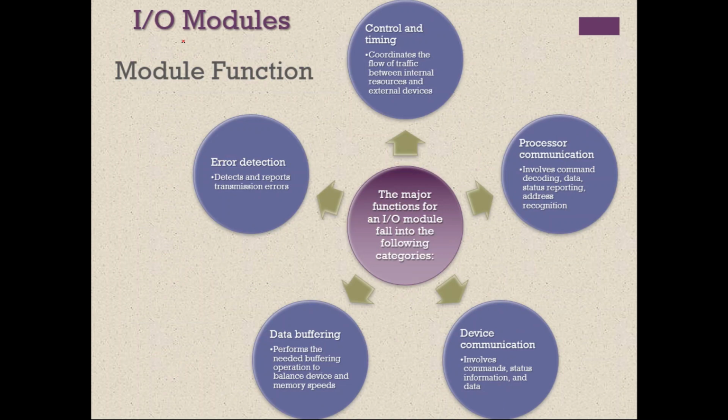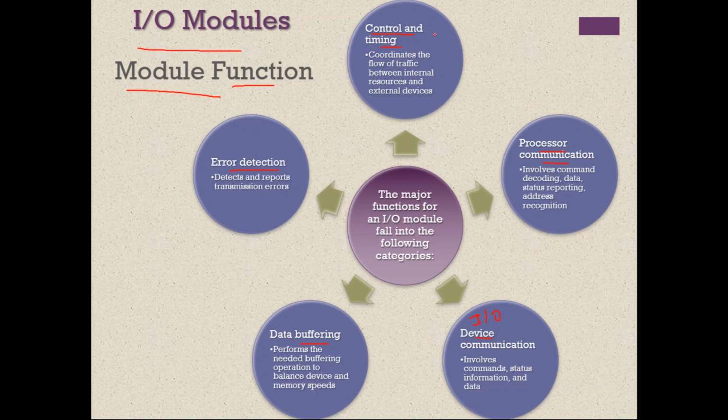Now let us see the functions of the IO module. What are the core functions of the IO module? The IO module has mainly these five functions: control and timing, processor communication, device communication, data buffering, and error detection. Here, device means IO device. Whenever we say device, it refers to the IO device. These five are the core functions of the IO module.